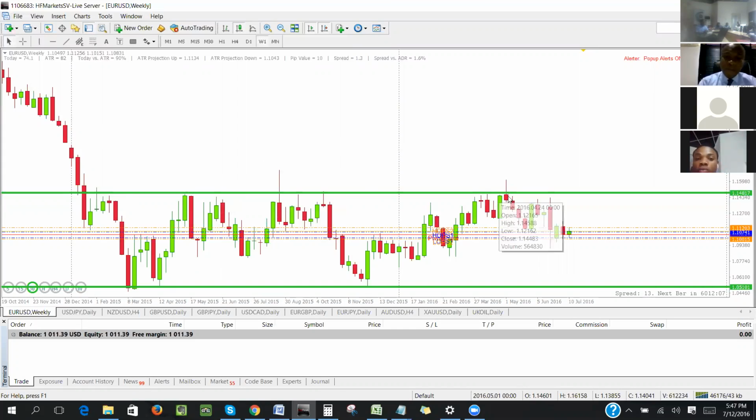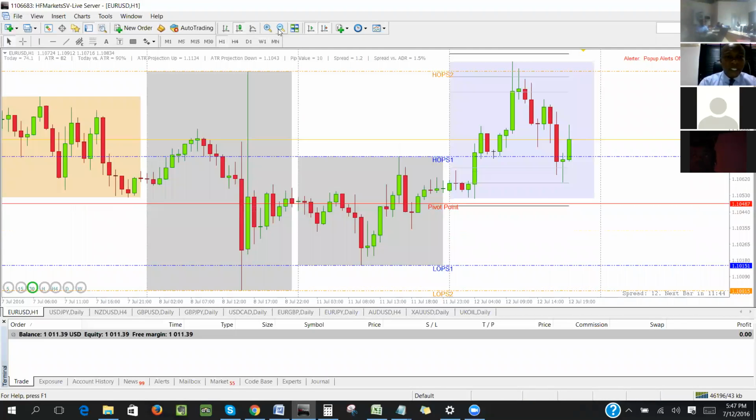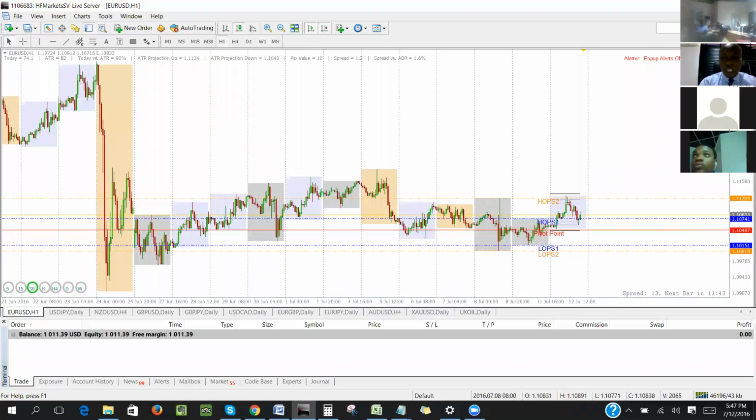We got to that level and we can see a pin bar formed on the weekly time frame. This, coupled with everything that is going on within the European economy, shows that the euro is finding it difficult to go above this level. And right now, what we are seeing is another move to the downside. So if you want to trade this, you now go to the lower time frame.